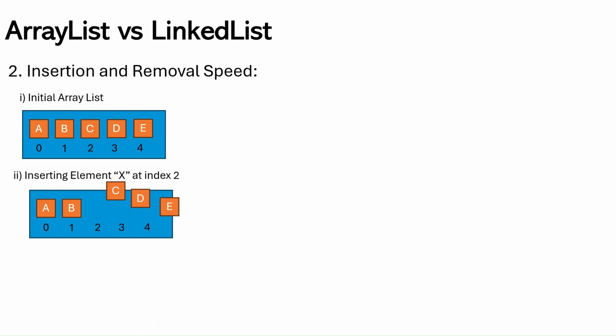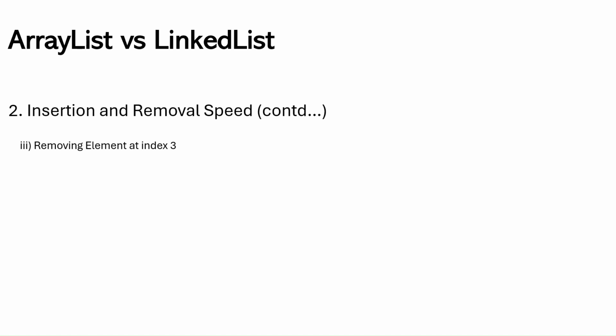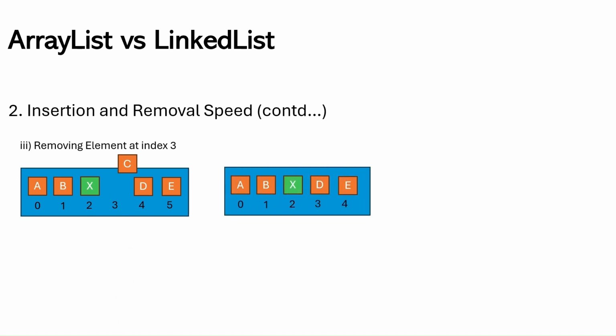The array needs to be resized or adjusted, and this process takes time, specifically O of n time, where n is the number of elements in the array. Now let's consider removing an element, say at index 3. Again, the array undergoes adjustments and the time complexity remains O of n. This resizing process, especially for insertion and removals in the middle, contributes to a slower time complexity in ArrayList.